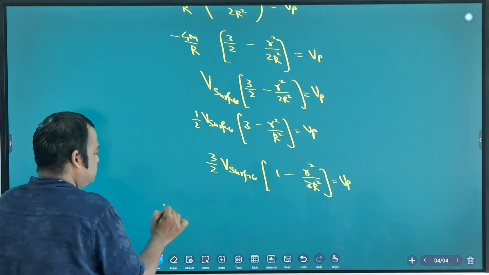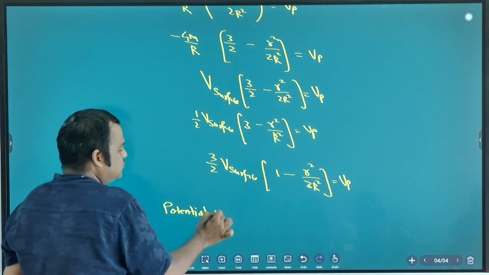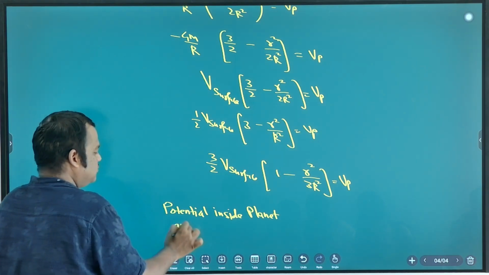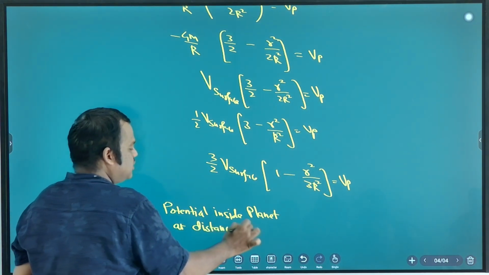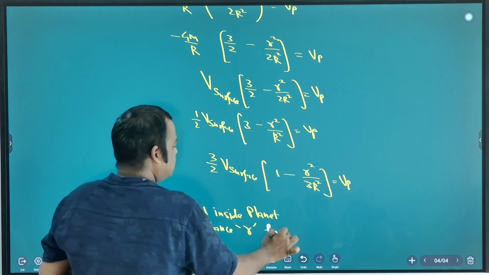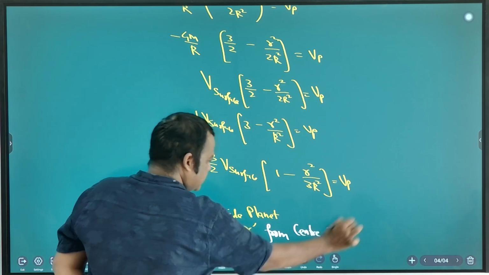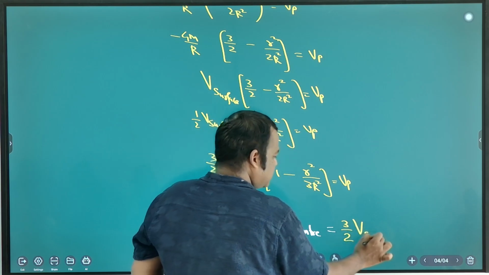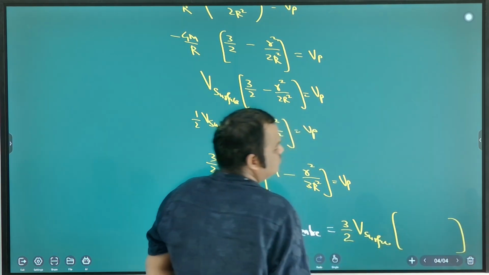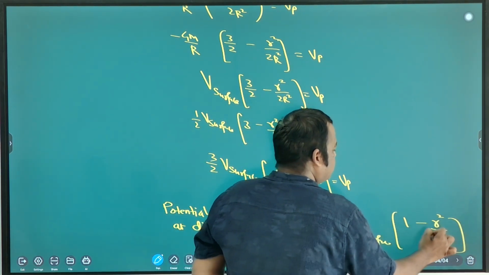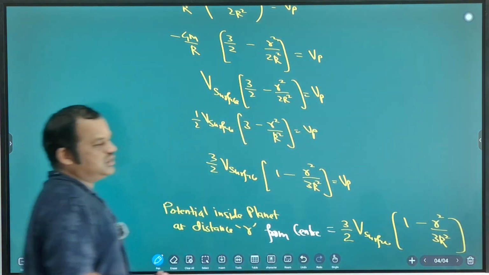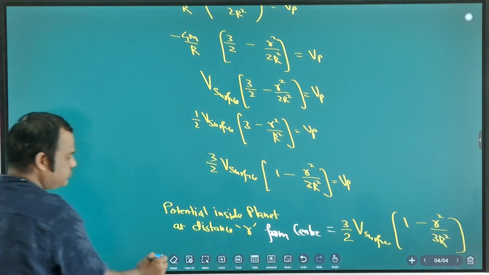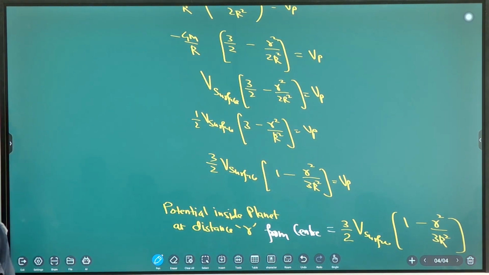So potential inside planet at distance small r from center is equal to 3 by 2 potential of surface, bracket 1 minus small r square by 3R square. This is the formula. Okay, are you getting? Note down. So this is a very important formula.